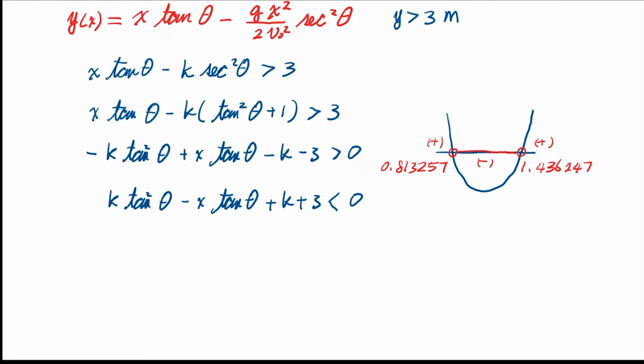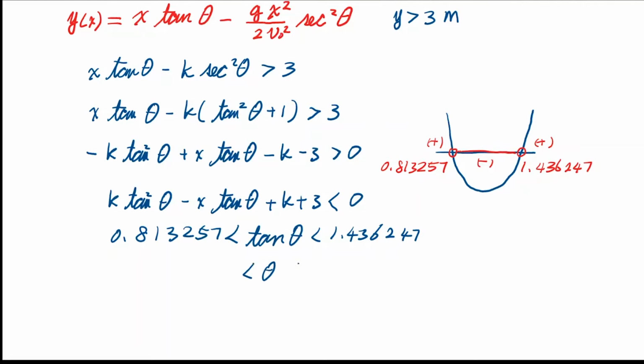Okay, so our solution, this is tangent theta, so point, what is it? 813257, and then here's tangent theta, and then 1.43, that's 3, 6247. You get it? You with me? Now, can you at least take the inverse tangent of these two numbers? Inverse tangent here, here, here, you know what I'm saying? Then we have theta.